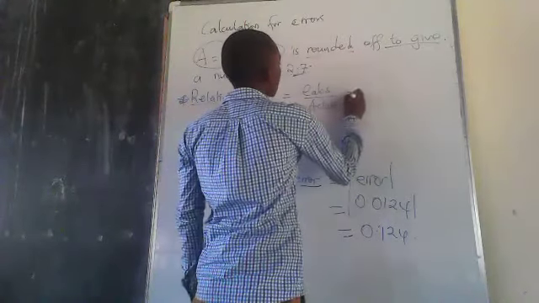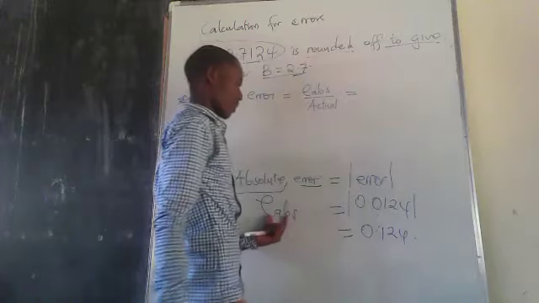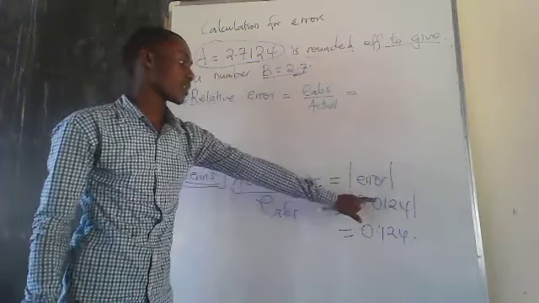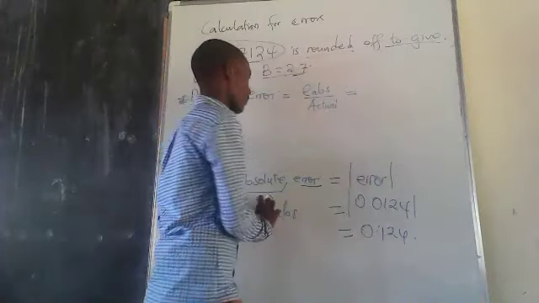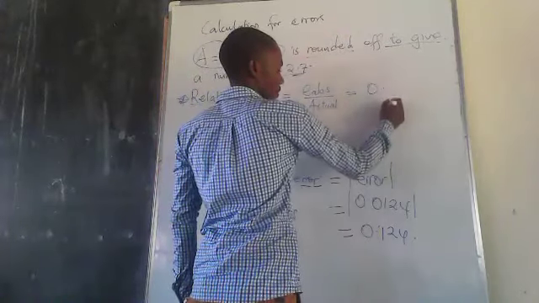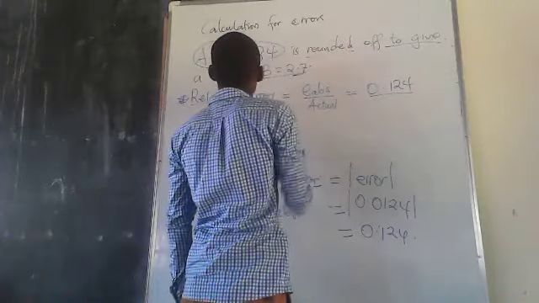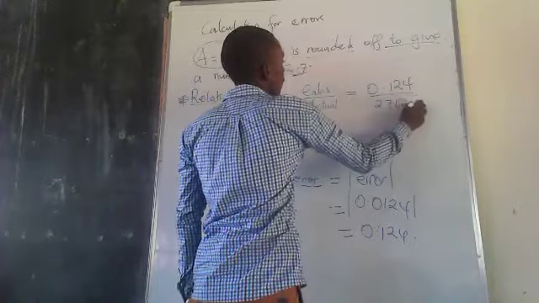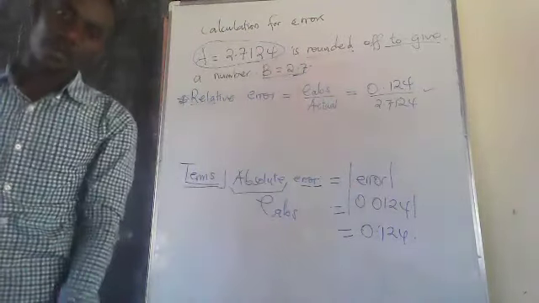And what was our absolute error? Remember, we said that absolute error is the magnitude of the error. This was the error, so this is our absolute error. So we are going to say relative error is absolute, which was 0.0124, out of actual. Our actual is the first one, which is 2.7124. So that is our relative error.